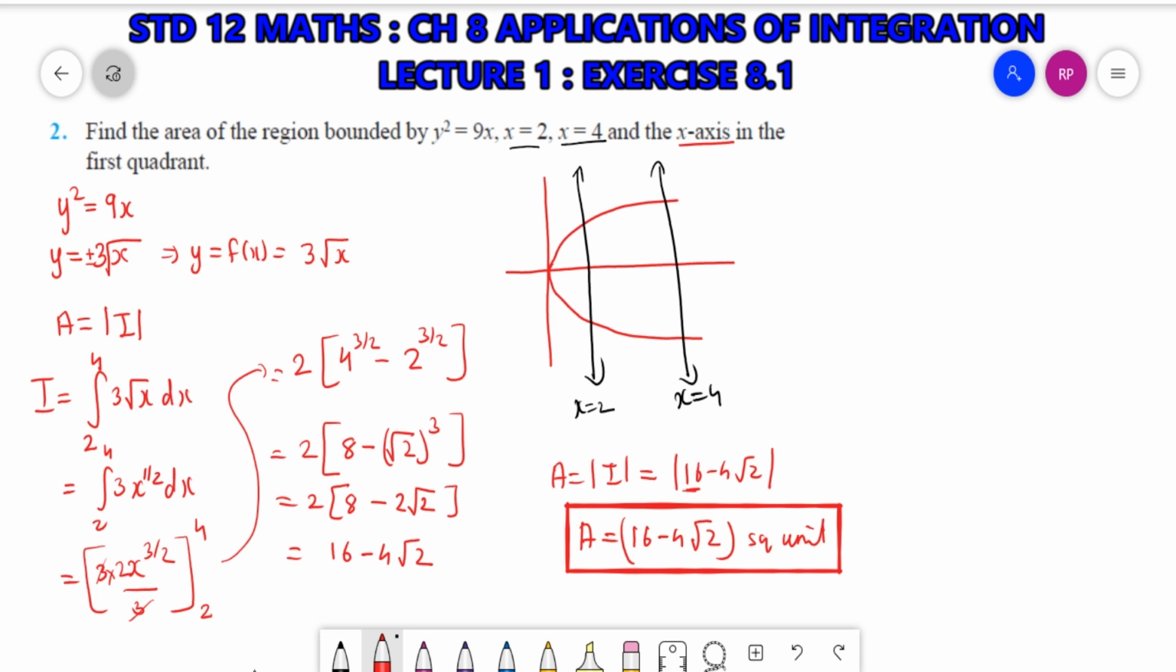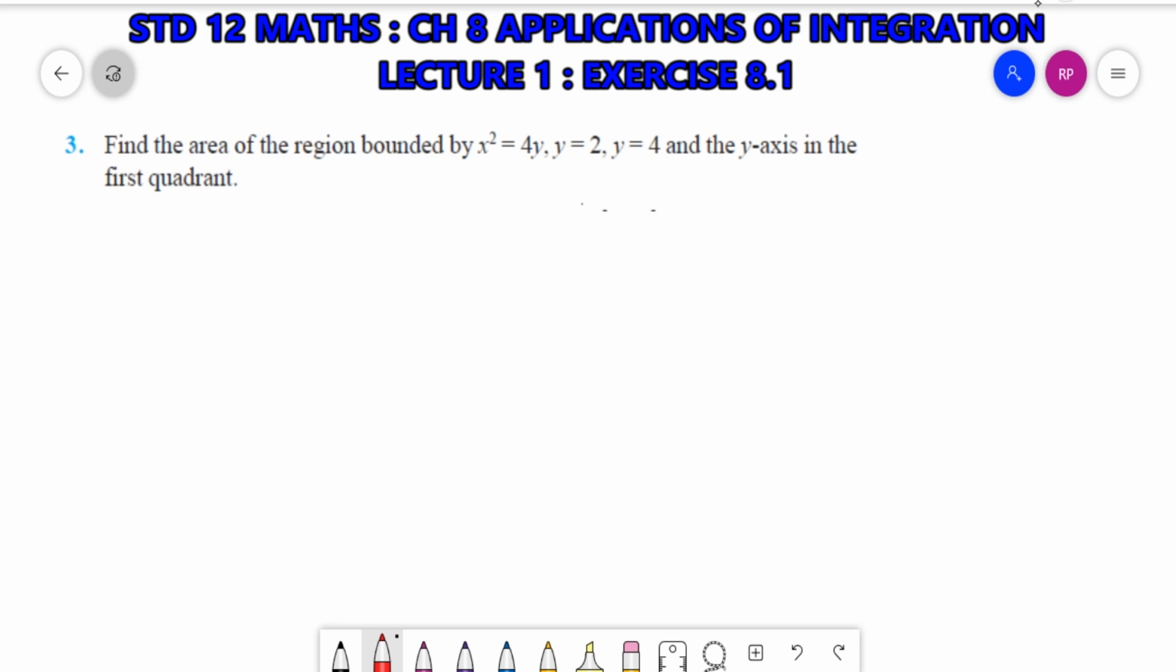Now let's move to the next, that is question number 3. Find the area of the region bounded by x square equal to 4y, y equal to 2, and y equal to 4, and y-axis. Now see, it's y-axis. So first the curve is x square equal to 4y.